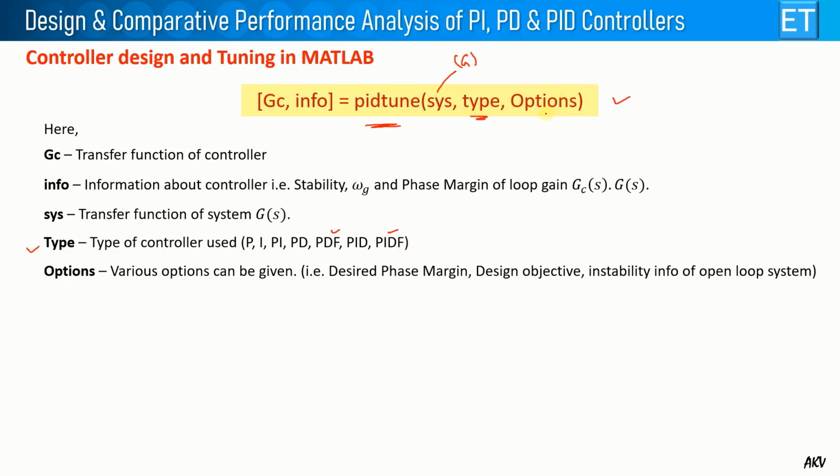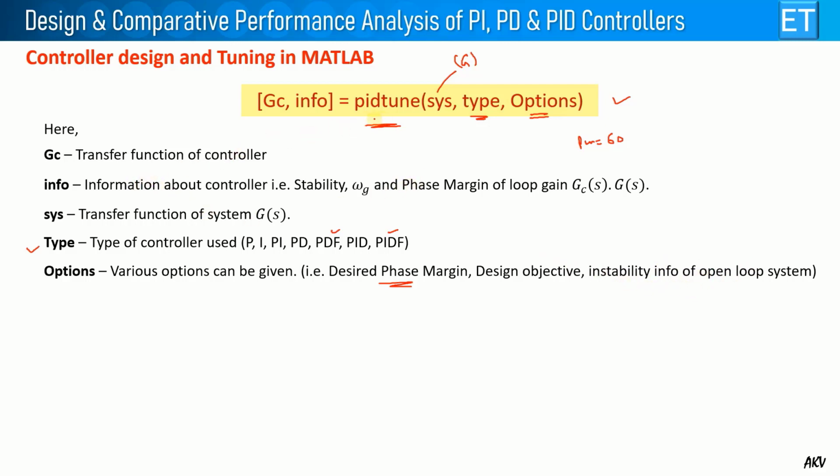And we have options also. In the options we can give some parameters, such as we can define the desired phase margin. The default is, let's say, 60 degrees phase margin, but if you want to change it you can define it in options. Also you can define the design objective and the instability information of the open loop system, which I will describe later.